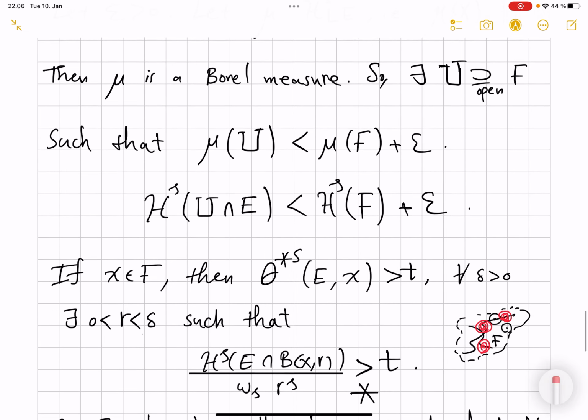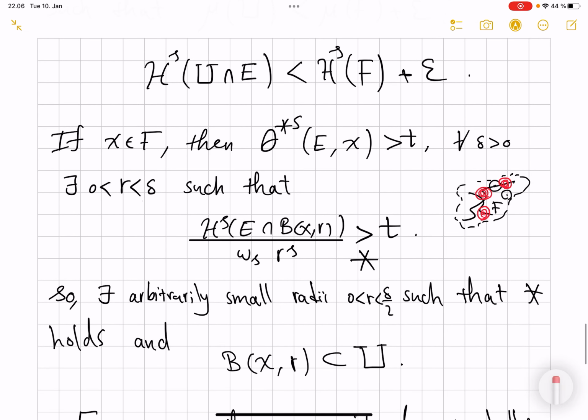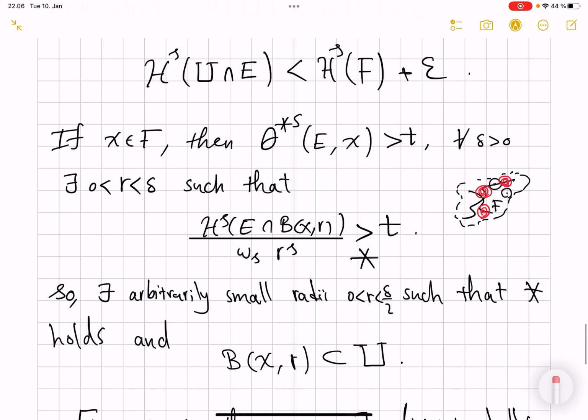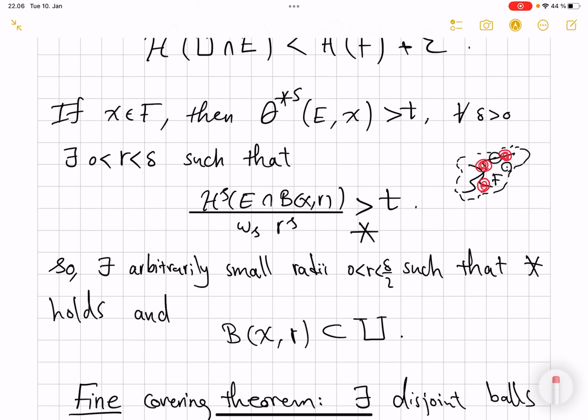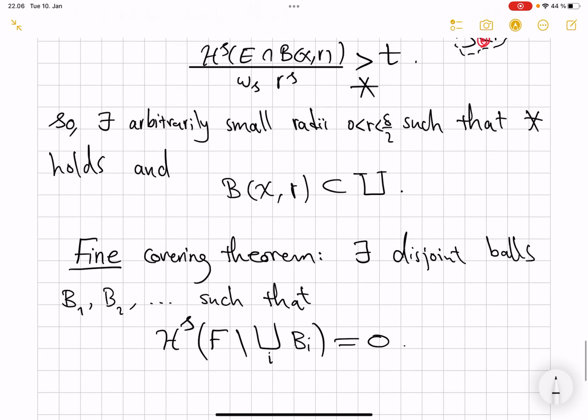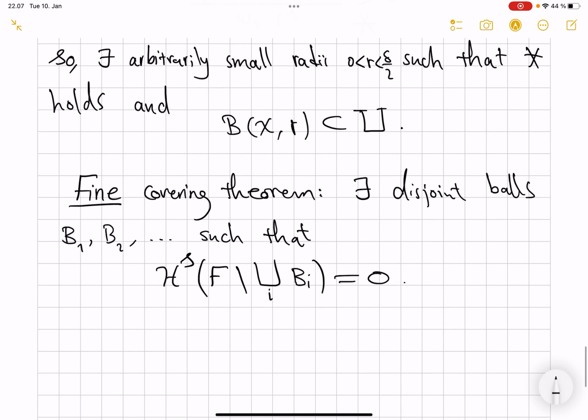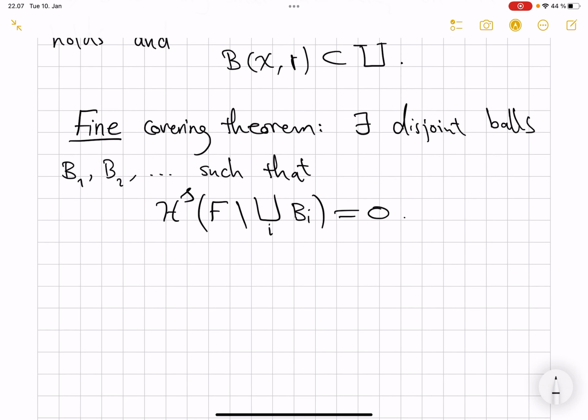And then by the definition of upper density, at every point in F, there are arbitrarily small radii so that this fraction is bigger than t, and you never leave the open set U. And finally, for the setting, we apply this fine covering lemma. So what can we do with this collection of balls, the set U, to prove that F must have 0 measure? Here is the answer.